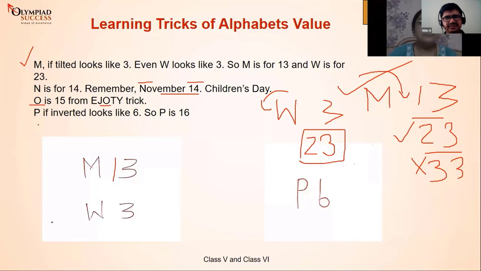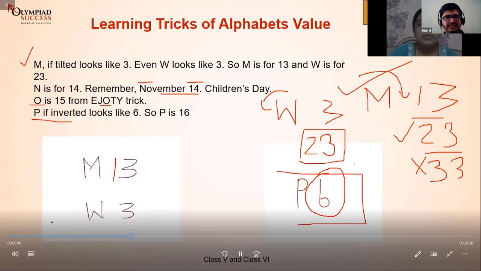And the next one is P. So if I try to invert P, it will look something like 6, but we always remember that 6 is already taken up by F. 26 is already taken up by Z. The only place value which will have 6 at its units position will be 16, and so 16 is the place value of P.